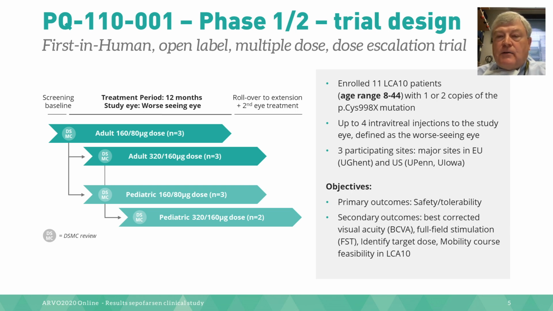And in parallel with the first cohort, a group of 3 adults was enrolled at the higher dose of 320 micrograms, followed by 160 micrograms at 3-month intervals. After DSMC review, 2 additional pediatric patients were enrolled at the 320/160 microgram dose. Subjects were seen at least every month for 12 months, and the primary outcome was safety and tolerability. Secondary outcomes were the effect of sepofarsen on potential registration endpoints, including best corrected visual acuity, full field light sensitivity testing, or FST, and mobility.